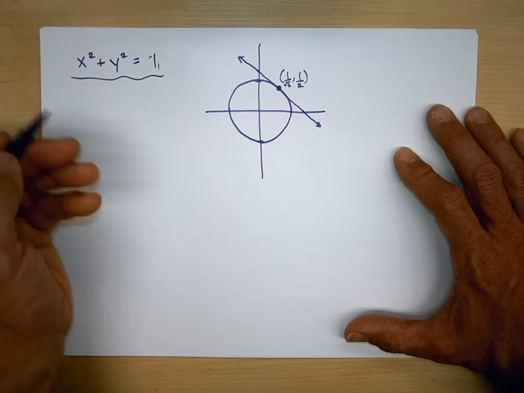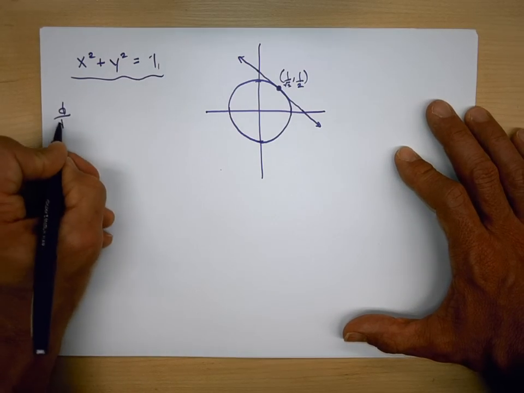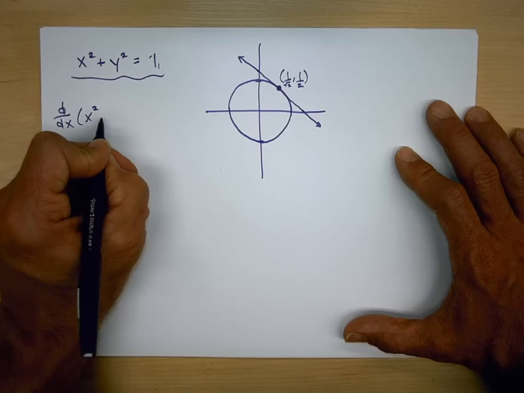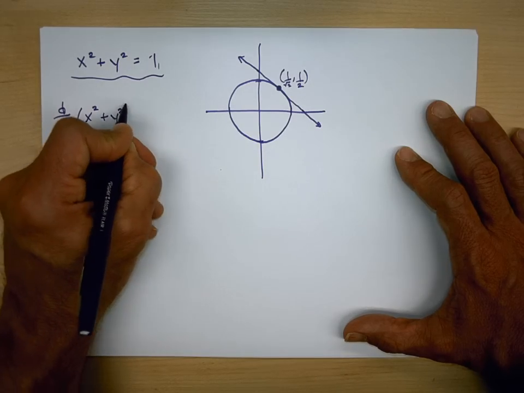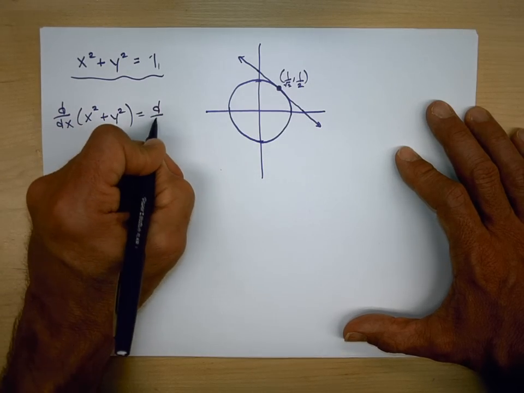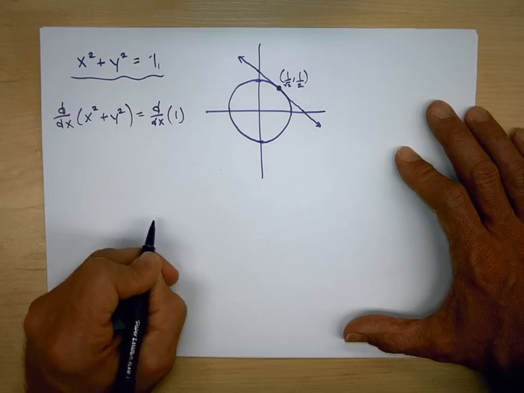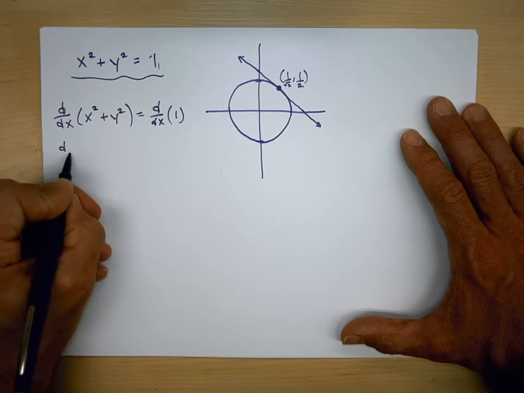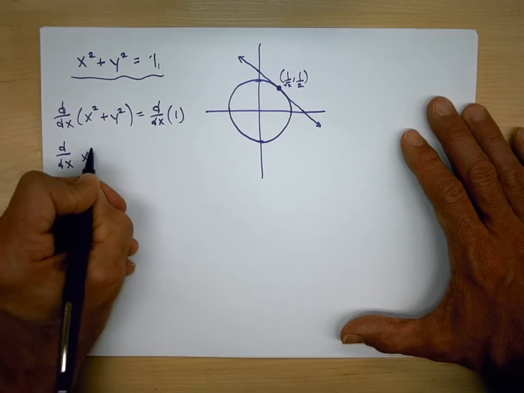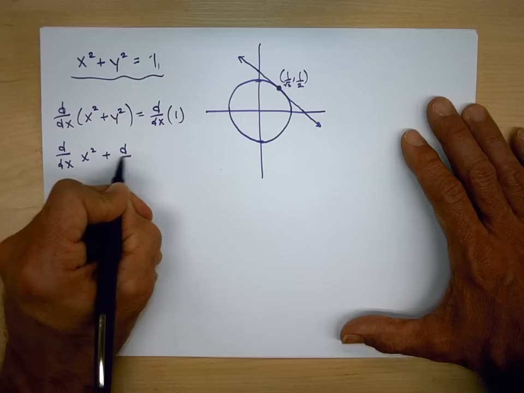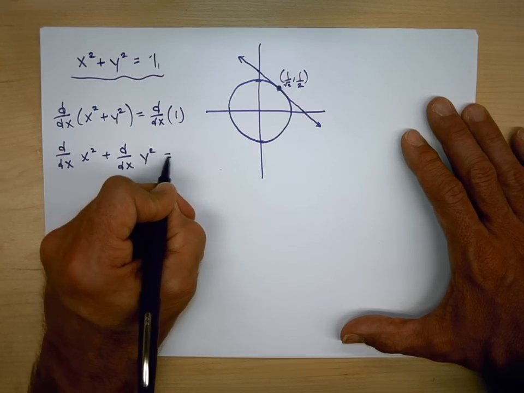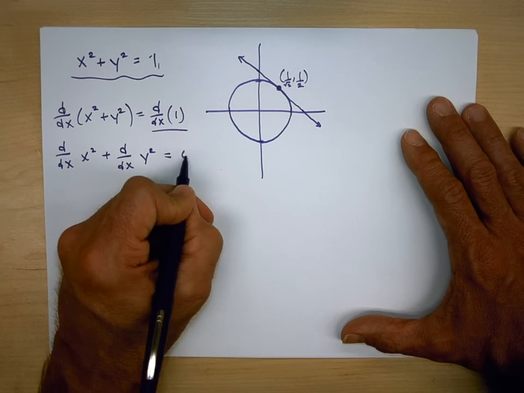Clearly we would take the derivative with respect to x of x squared plus y squared equals the derivative with respect to x of 1. We know that the derivative of a sum is the sum of the derivatives, so I can rewrite this as the derivative with respect to x of x squared plus the derivative with respect to x of y squared equals, and we know the derivative of a constant is 0.